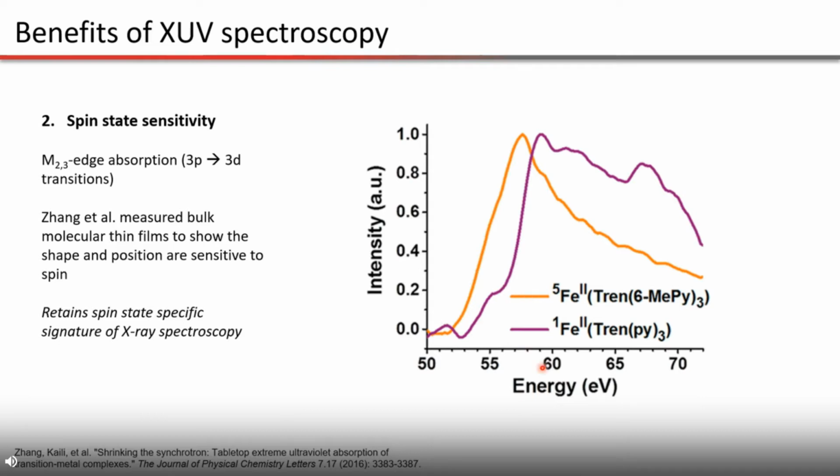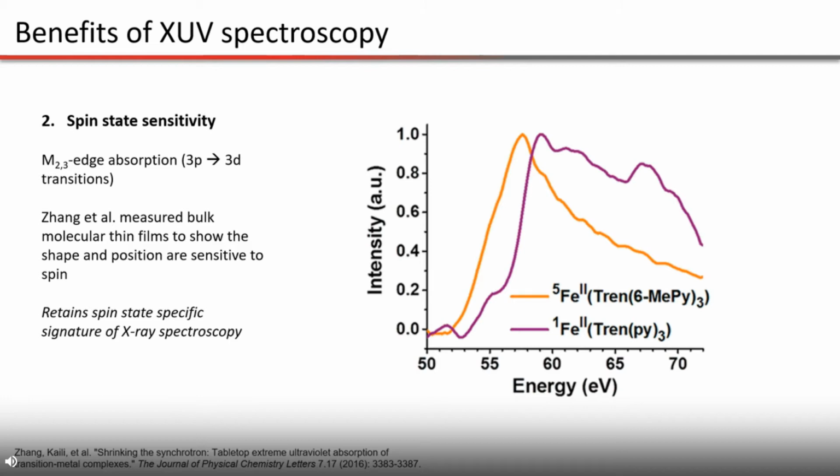And what we can see is that in this case where they measure the bulk thin films of molecular complexes, they can display that the shape and position are both sensitive to the iron spin state. So the ligand field is the same and the oxidation state is the same for the metals, but the spin state is actually directly shifting this primary peak by a couple of eV, and the shape is dramatically changed, as you can see visibly.